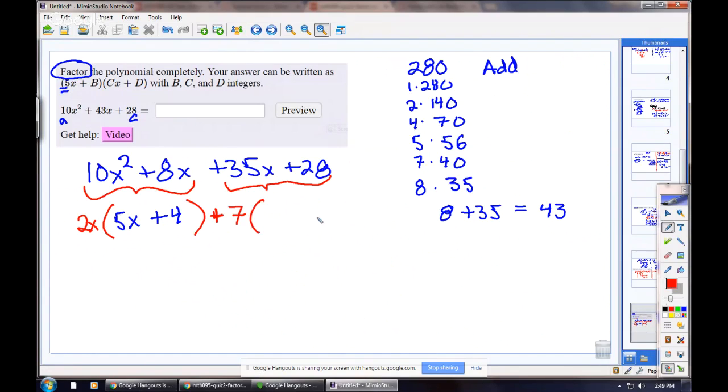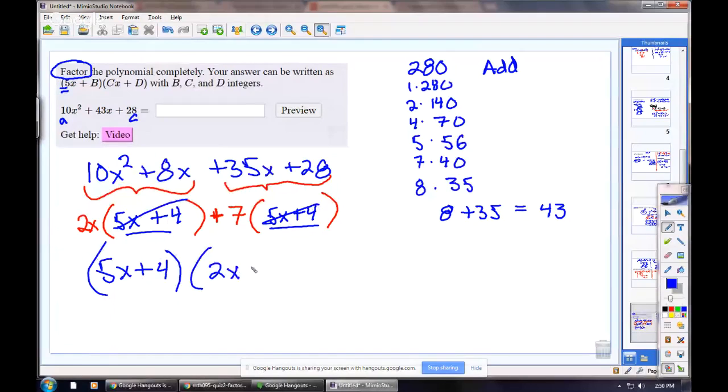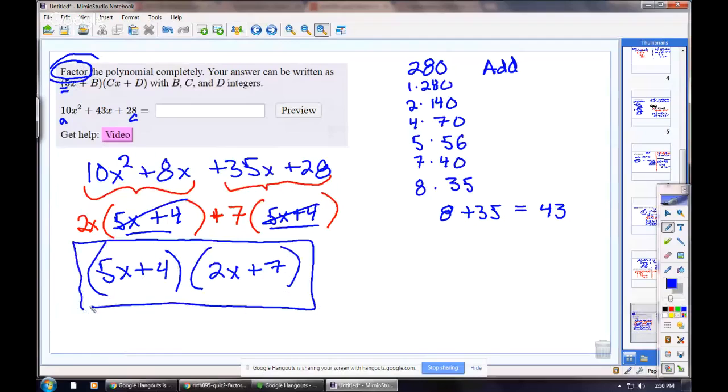7 goes into 35. And this is always a guess, and we just hope it's right. 7 goes into 35 5 times. There's an x. 7 goes into 28 4 times. 5x and 4 have nothing in common. Ooh, and it matches. Check it out. Nice. So we pull out the match, 5x plus 4. And whatever's left is the other factor, 2x plus 7. Woohoo! Are we done? It said factor, so we're done, sort of. Then I should multiply it out to check.